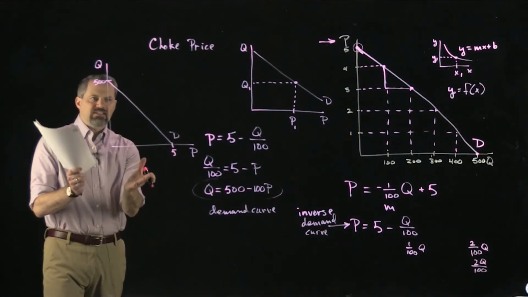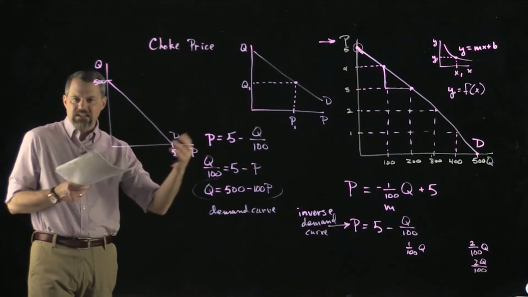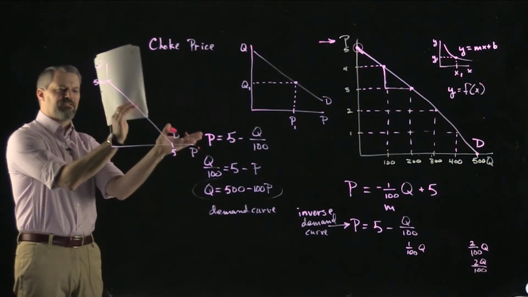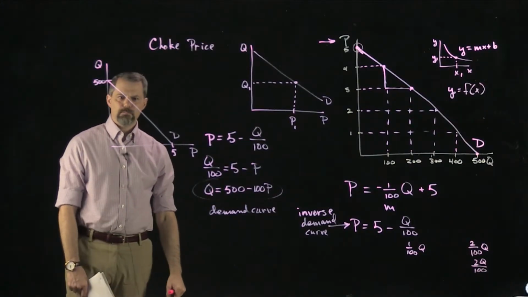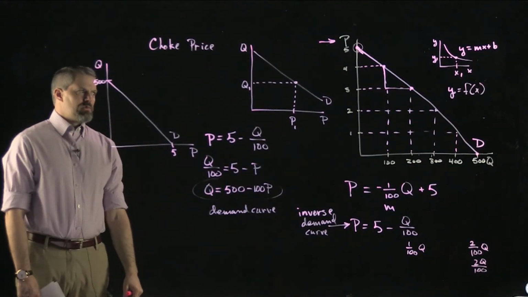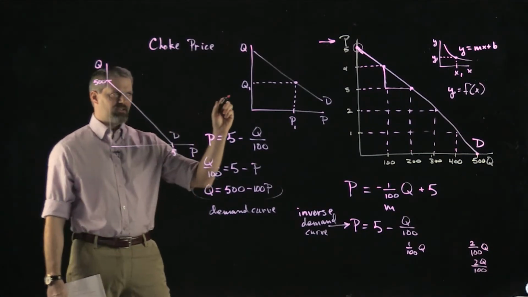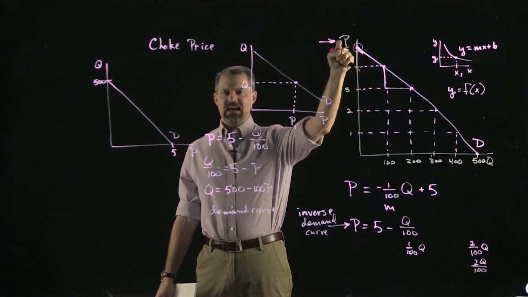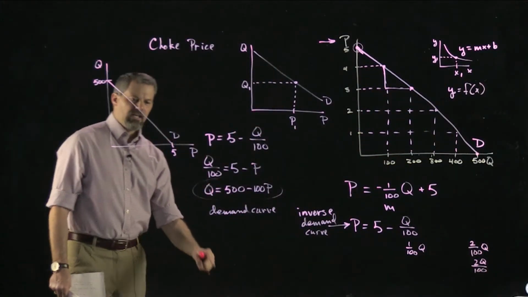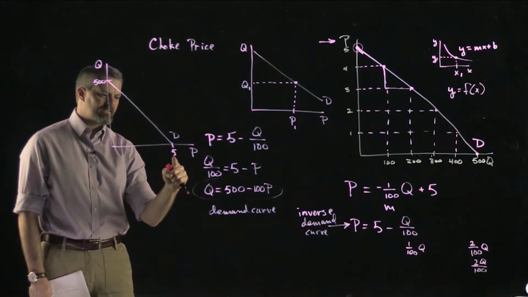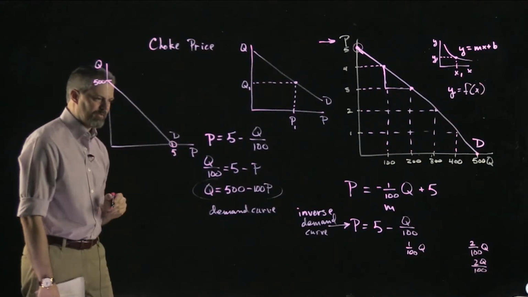And hopefully you can see that this picture is just that picture inverted. These two pictures are the inverse of each other. If I were to take this and flip it back over, I would get that picture. Okay? So if we're thinking about this choke price, we can get the choke price by looking at the intercept on the p-axis. That would be right here if you're looking at the inverse demand curve. It would be right here if you're looking at the demand curve. Right there is our price intercept.